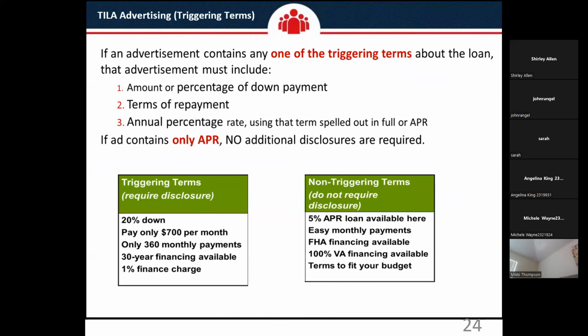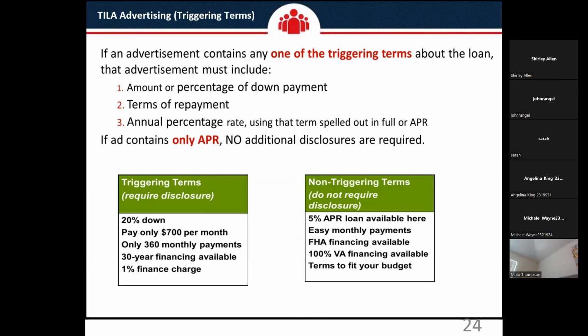TILA deals with triggering terms. What's a trigger term about the loan? If an advertisement contains any one of the triggering terms about the loan, then that advertising must include more information. It must include the amount or percentage of the down payment. It must contain the terms of repayment. It must have the annual percentage rate, using that term spelled out in full, or APR. If an ad contains only APR, no additional disclosures are required.